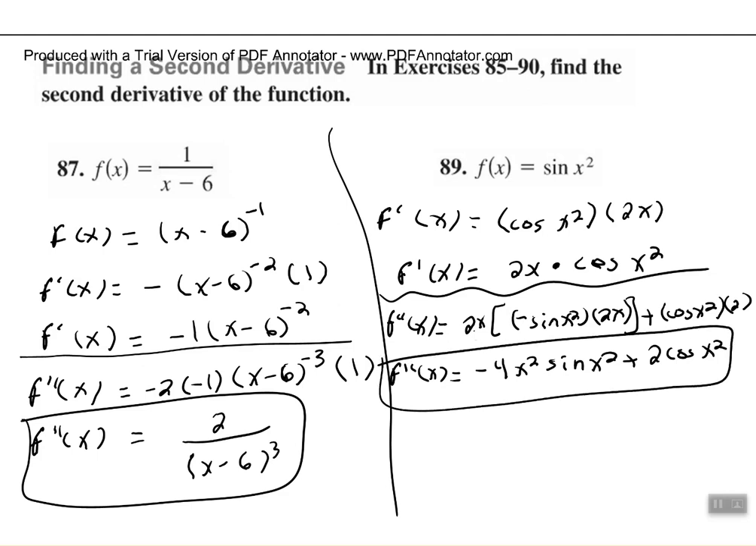All right, so again, since the first derivative was fairly straightforward, cosine of x squared times 2x. However, we ended up with 2x times cosine of x squared, where we were multiplying two functions and had to use the product rule. So remember, the product rule says the first function times the derivative of the second function plus the second function times the derivative of the first function.